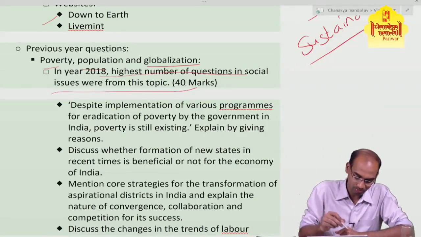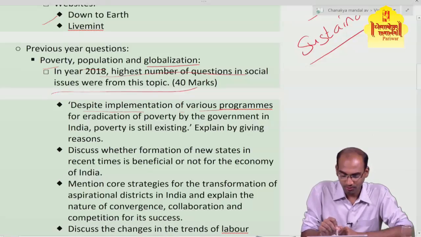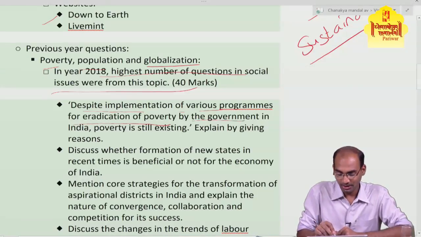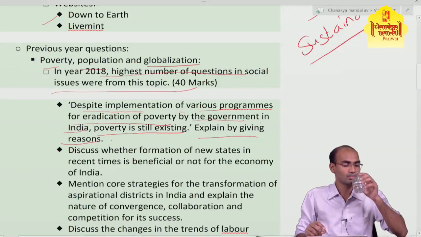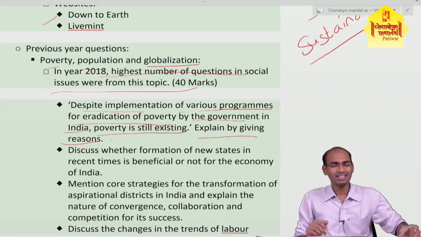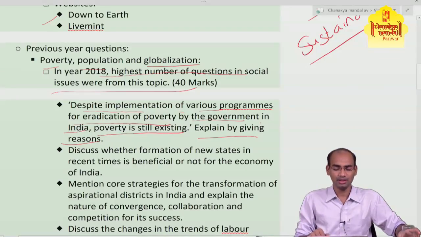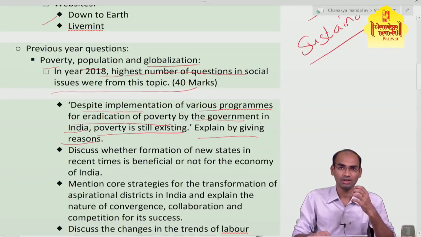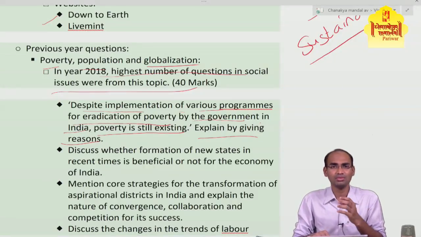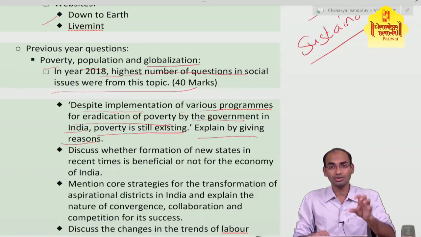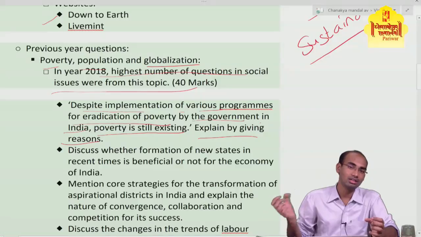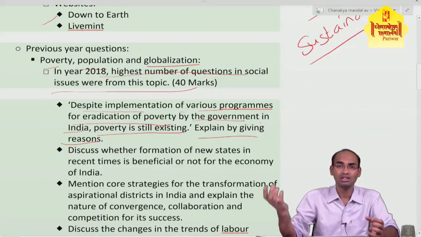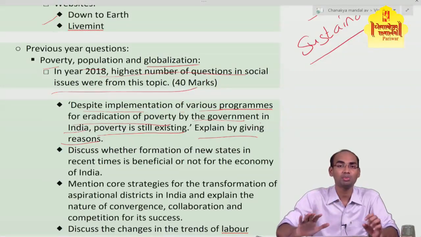The first question was: despite implementation of various programs for eradication of poverty by the government, poverty is still existing in India. Explain by giving reasons. In this type of question they have given one statement and you have to explain that statement. Implicitly it is a correct statement, but you have to substantiate it first. They haven't asked whether it's true or not; they have directly asked you to explain with suitable examples.